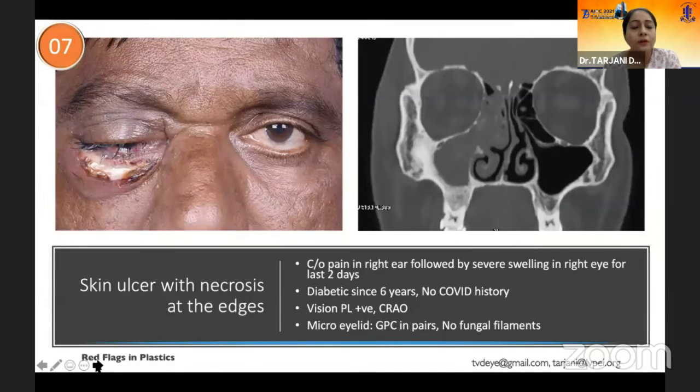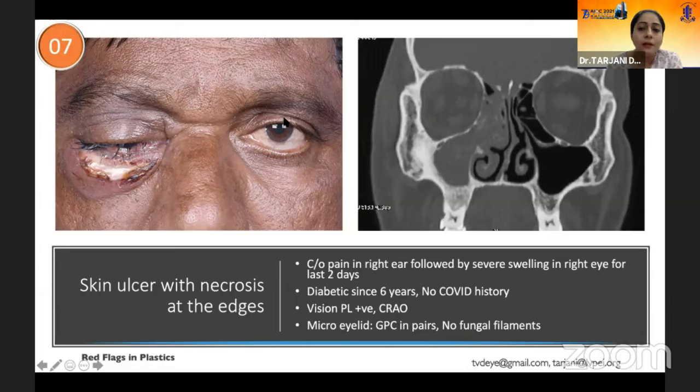Now moving on to certain other cases. This is a gentleman who complained of just a 2-day history of ear pain followed by this severe eyelid involvement in 2 days. Typically we know that fungal infections are indolent. They have a subacute course, but this is just a 2-day history. He is a known diabetic since 2 years, borderline control, no COVID history, and he presents with vision of PL positive and has a CRAO on fundus examination.